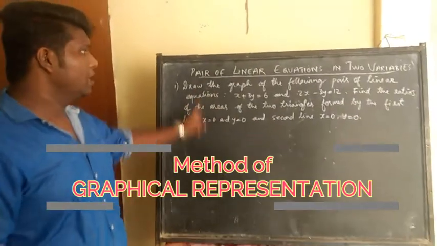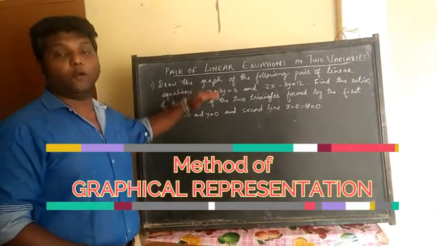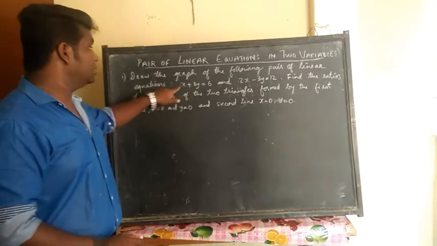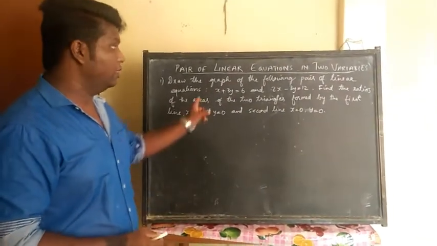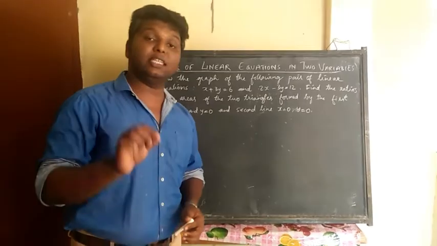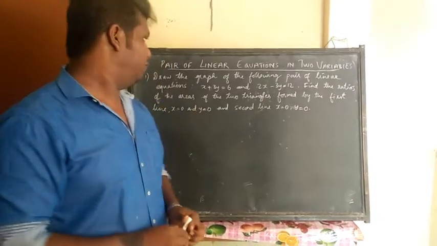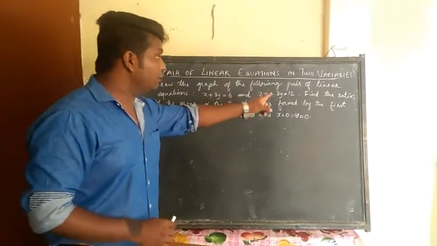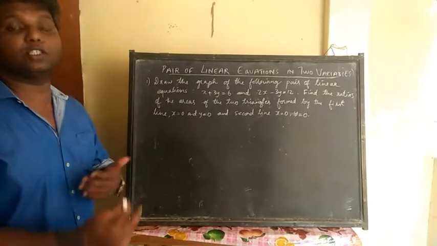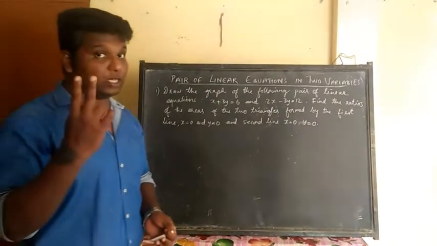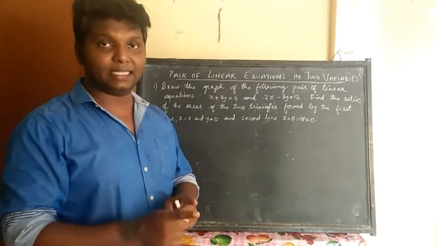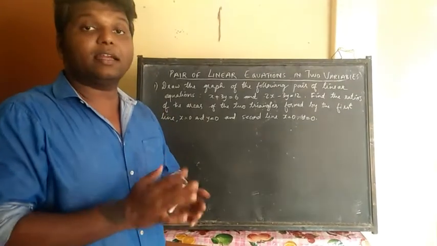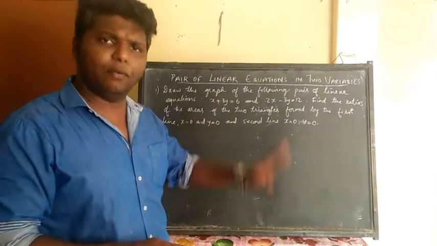Here you can see the question. Draw the graph of the following linear equations: x plus 3y is equal to 6 and 2x minus 3y is equal to 12. Two equations are given, and for this you have to draw a graph. After that, you have to find the ratio of the areas of these two triangles. I mean, there will be two triangles, and for these two triangles you will have to find the areas included between them and the ratio between them. We will come to that later.